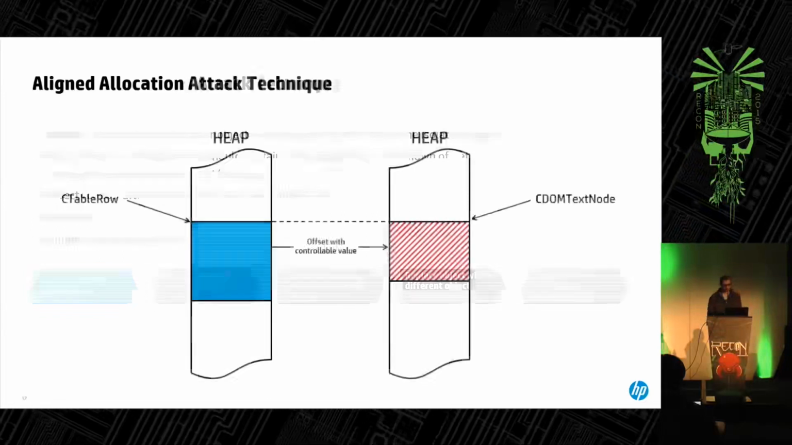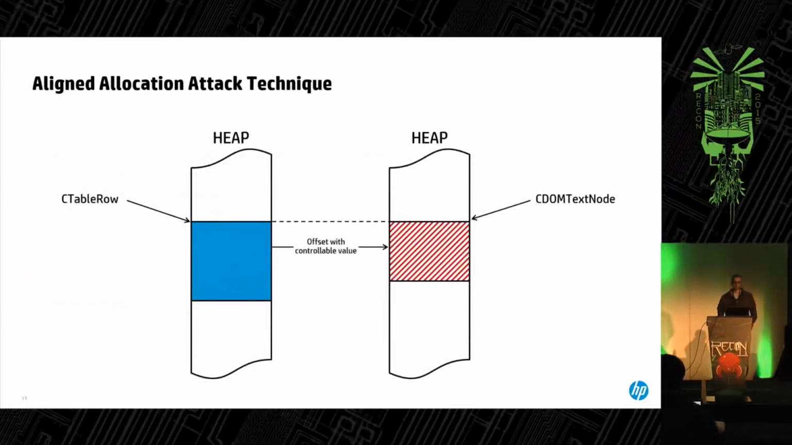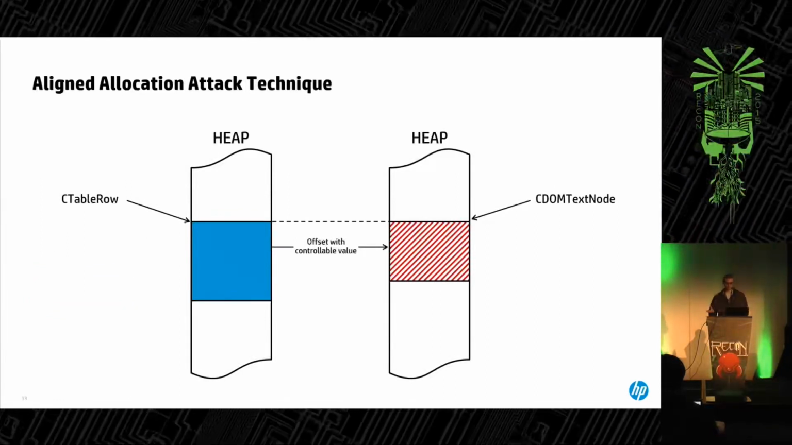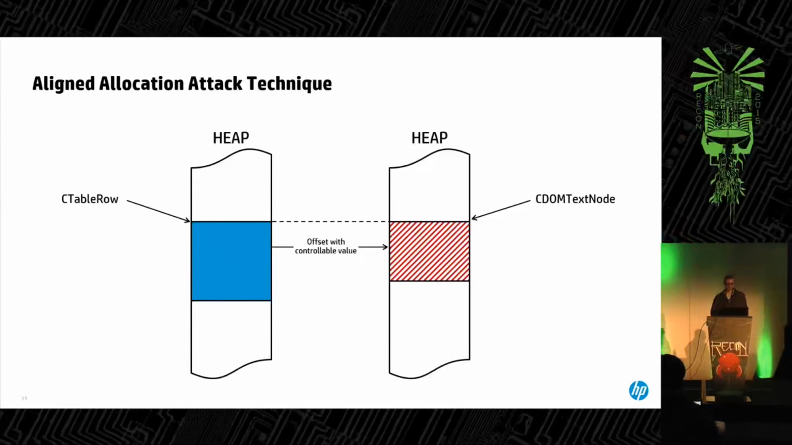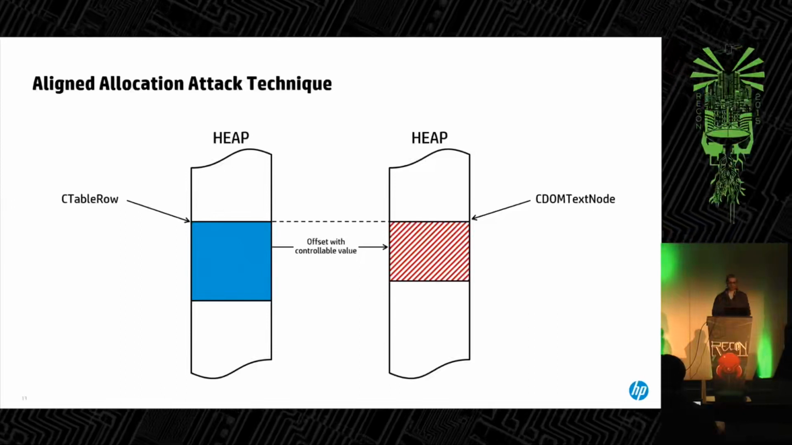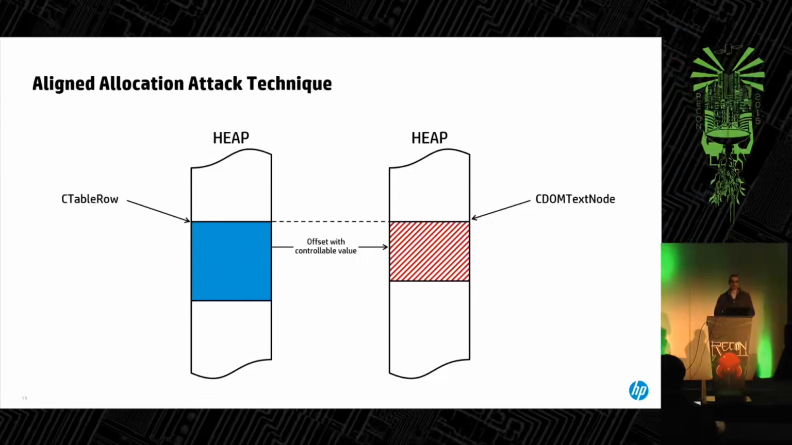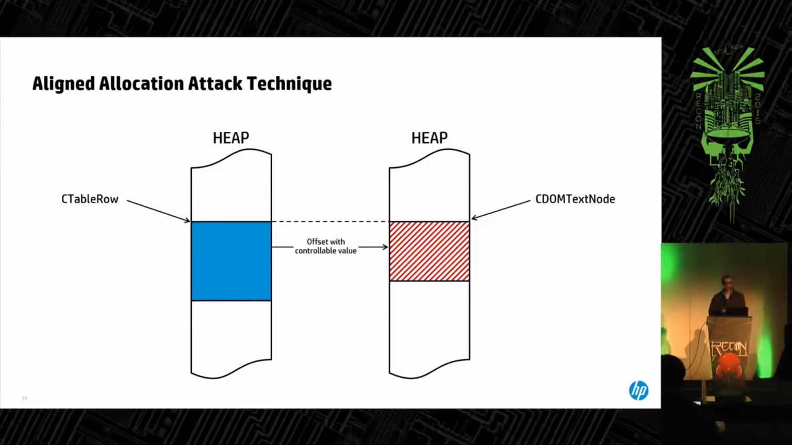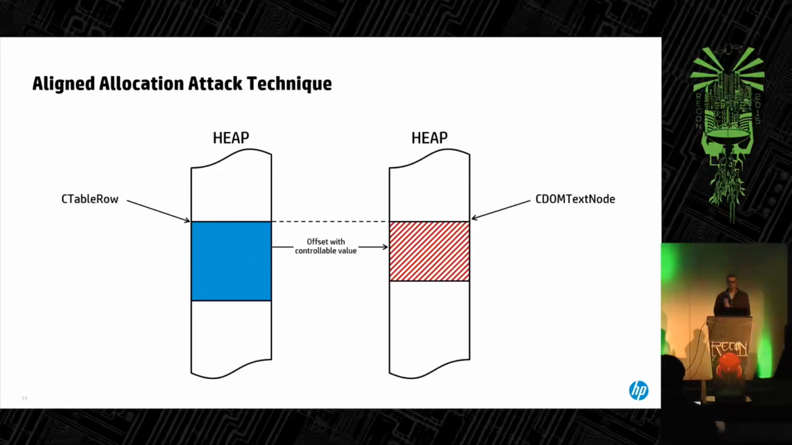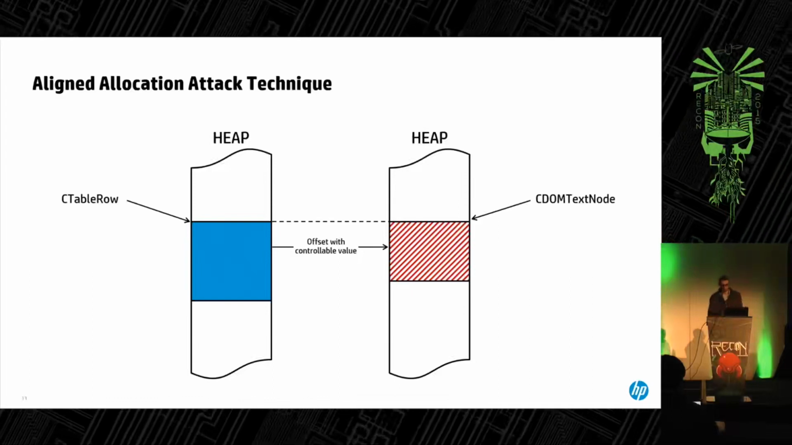So this is my fancy graph here. It shows we have a CTableRow object, and up front we have a CDOMTextNode. Both are isolated. Basically, in this specific example, the free happens on the CTableRow object, and then we overrode it with a CDOMTextNode. The reason we chose the CDOMTextNode is that in that specific case, the bug was dereferencing, I guess, offset 30, and the CDOMTextNode contains an interesting value at offset 30 that we can partially control.